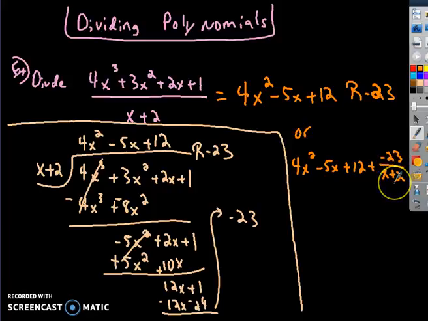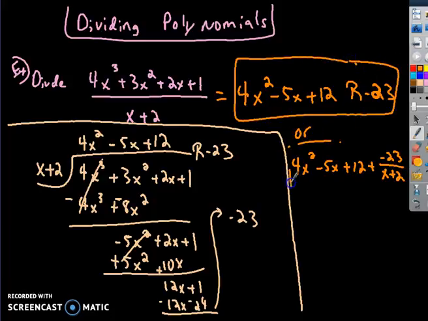Why x plus 2? Because that's what we divided by, and that's what the remainder is. So the remainder goes on top of what you divided by. This is an acceptable answer. This is also an acceptable answer. Just be honest though, as we go further and further along, we're going to eventually write more often like this, even though this is fine.